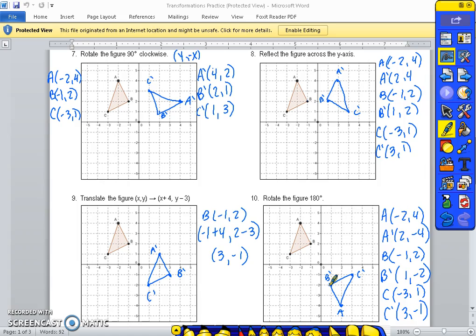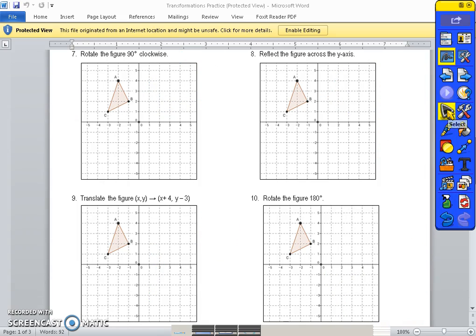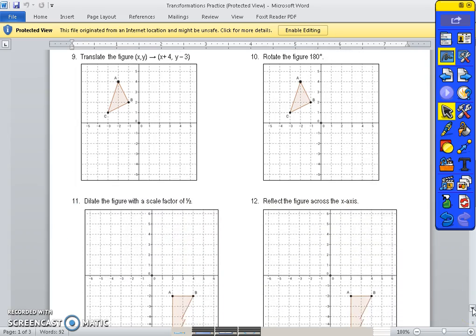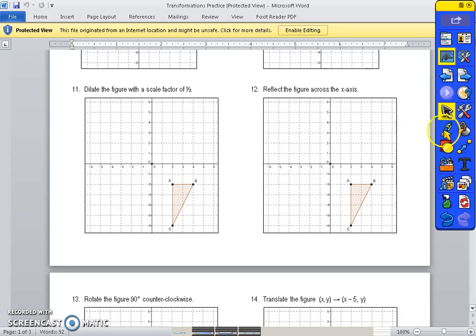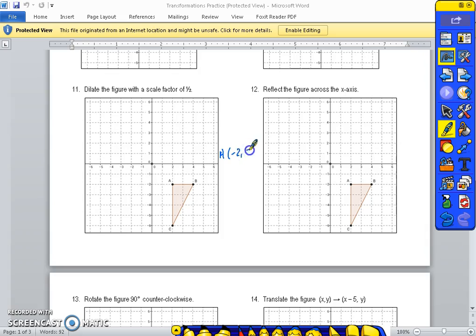All right, let's look at a few more. We're going to dilate number 11 with a scale factor of 1/2. So A is at 2, -2. We multiply both of these numbers by the scale factor. -2 times 1/2 is -1. 2 times 1/2 is 1. Sorry, that's +2, -2. I got those two backwards. I apologize. So that's 2, -2. It's okay to make mistakes. We go to 1, -1 and label it.